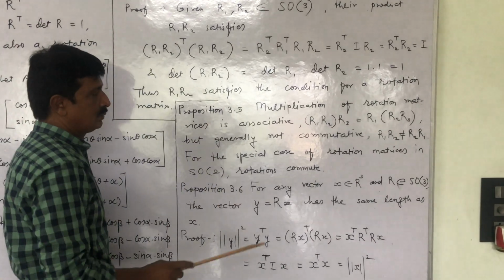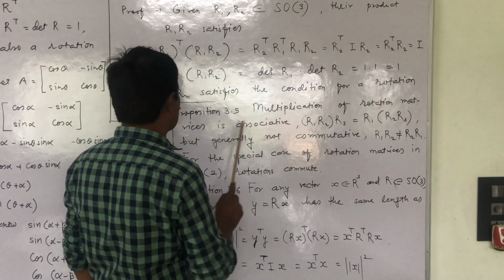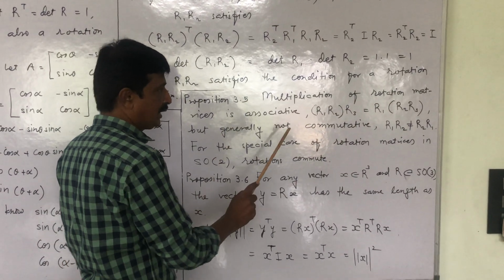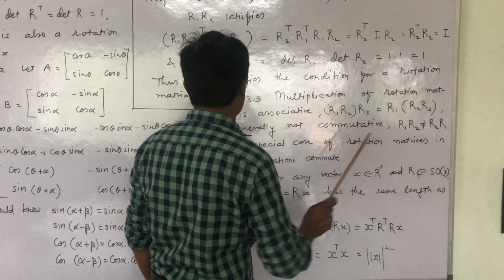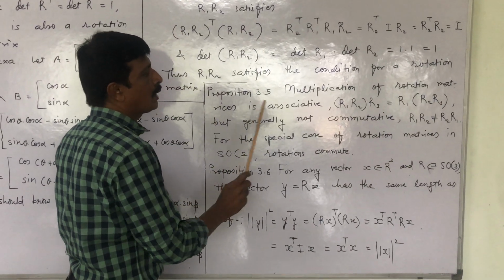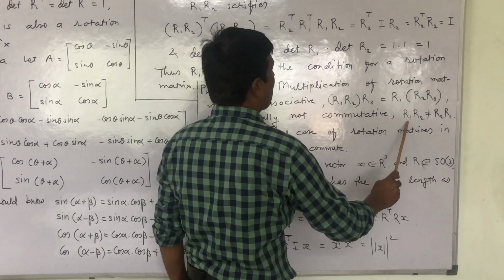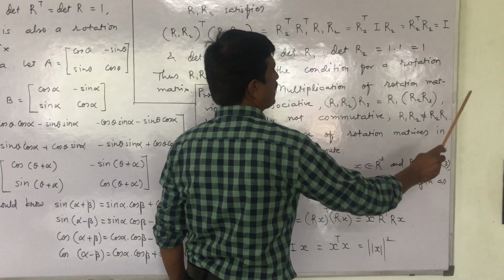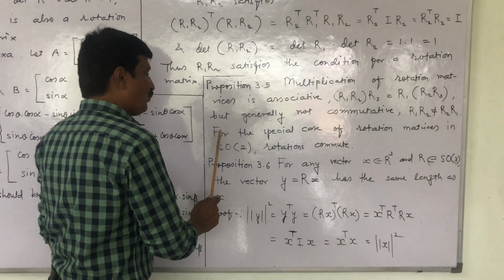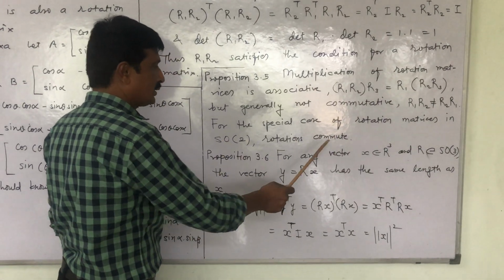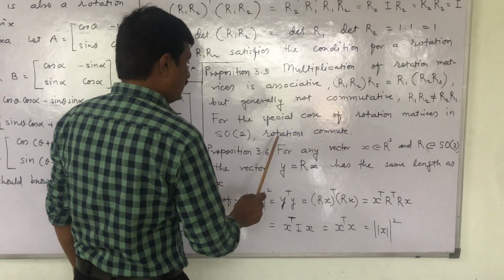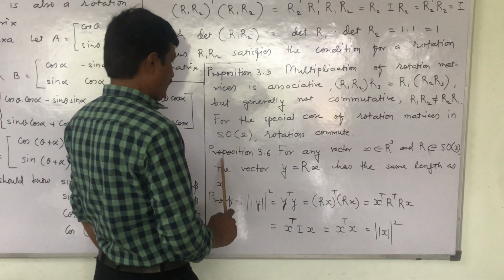Proposition 3.5: multiplication of rotation matrices is associative. (R1R2)R3 equals R1(R2R3), but generally not commutative, because R1R2 may not equal R2R1. For the special case of rotation matrices in 2D, SO(2), rotations commute. This one: AB equals BA.